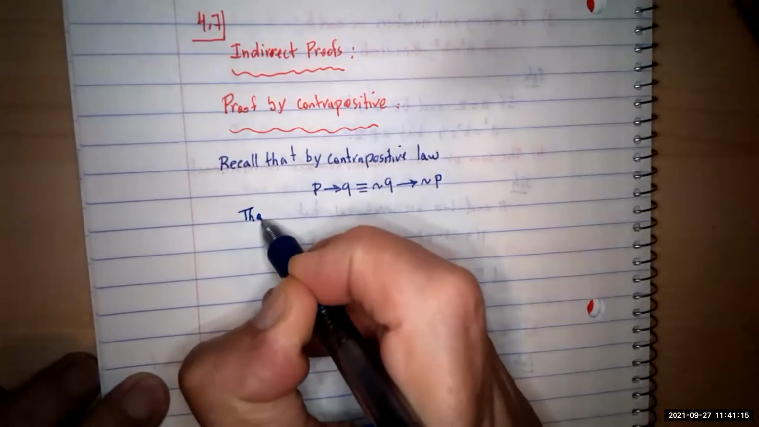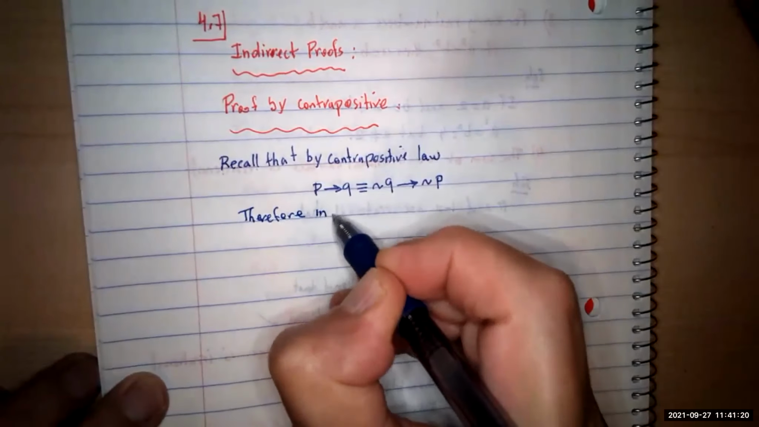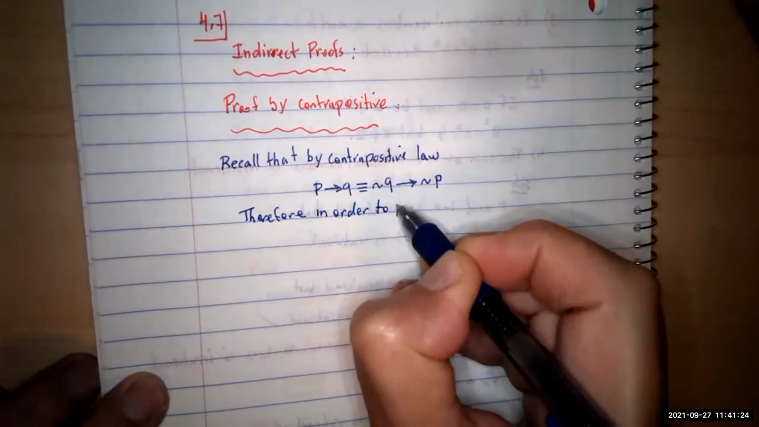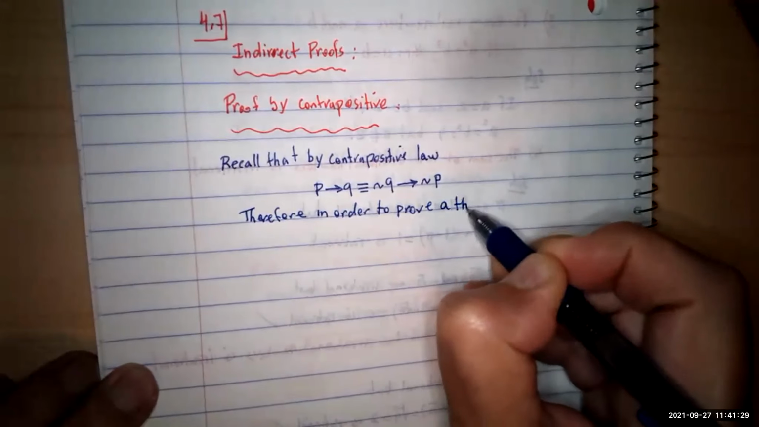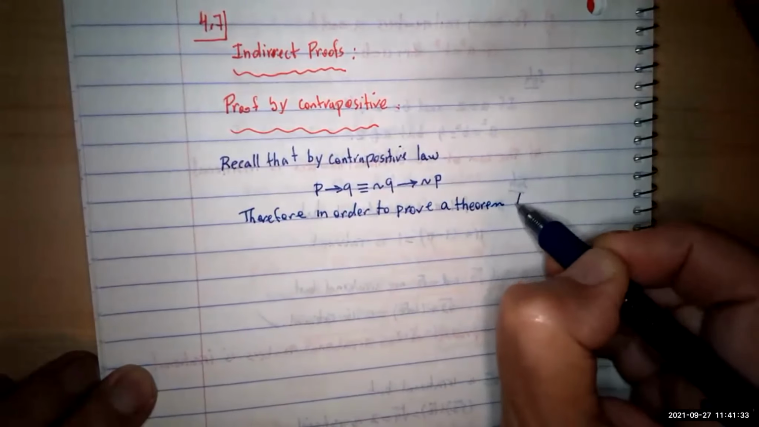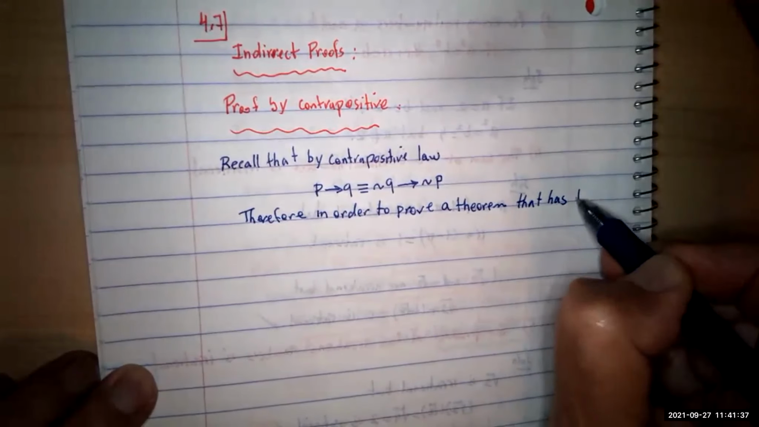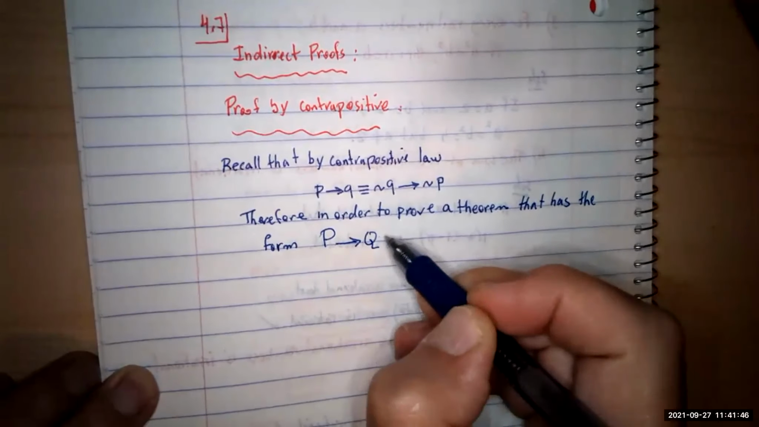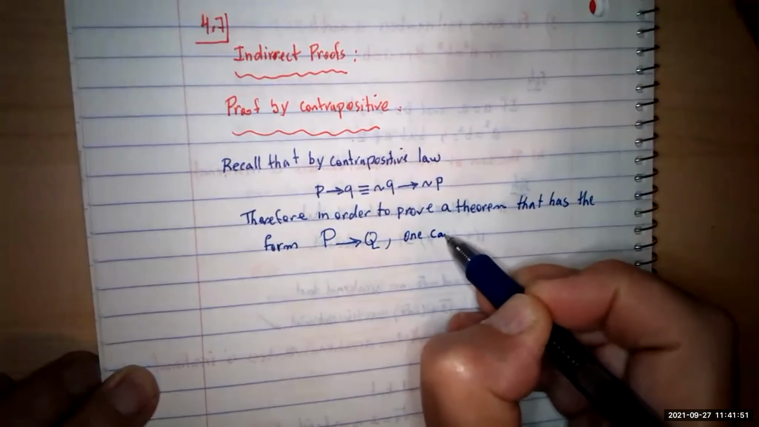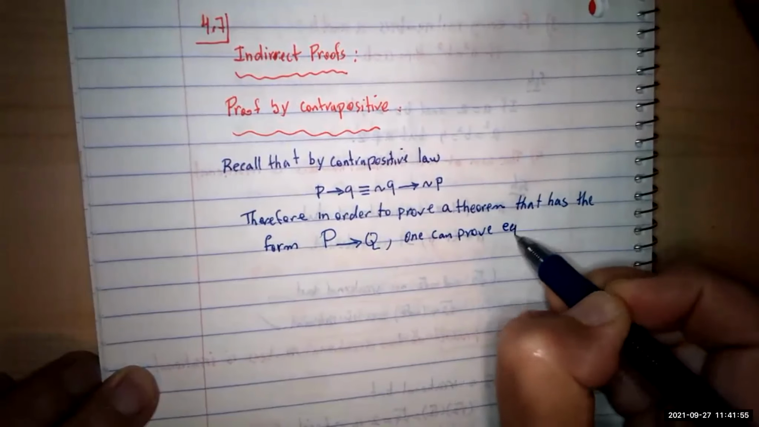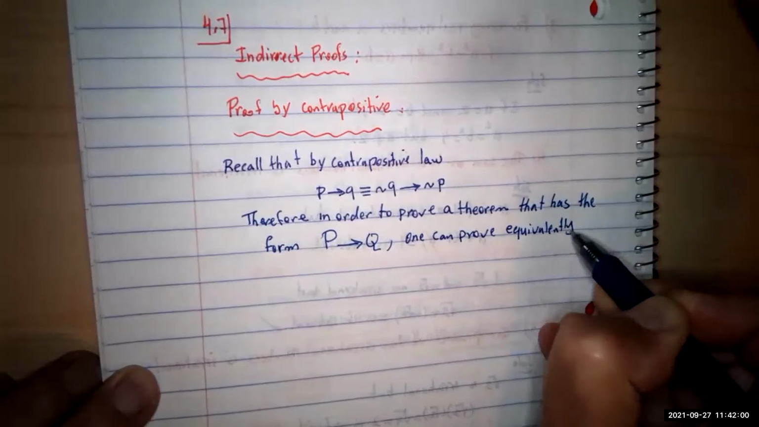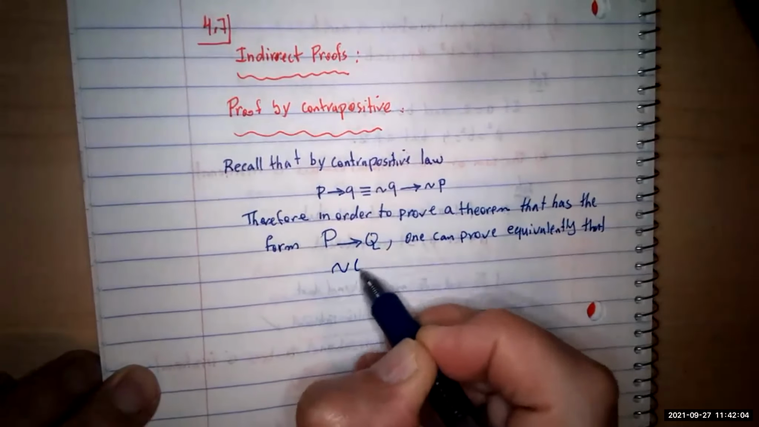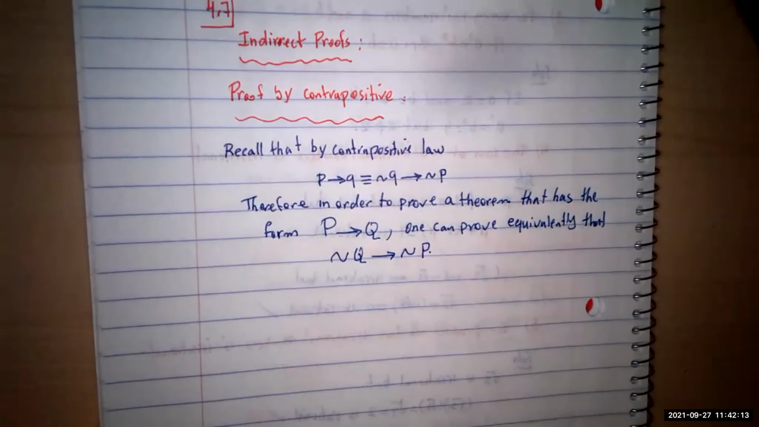So what we are going to do in this method is, in order to prove a theorem that has the form, as each theorem has, of if P then Q, one can prove equivalently that not Q implies not P. This method is going to be called the method of contrapositive or indirect proof.